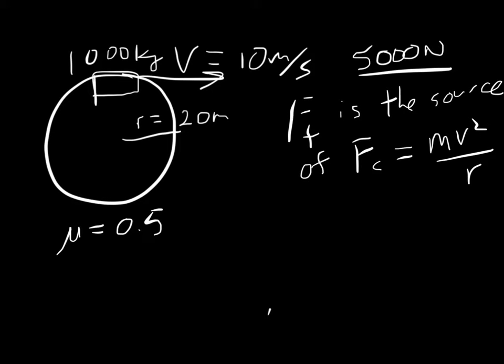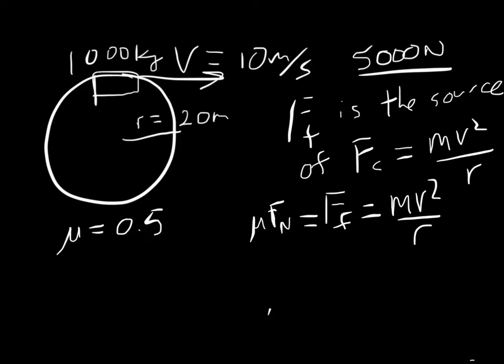All right, so hopefully what you did was you said F sub f is equal to mv squared over r. And F sub f is equal to mu F sub n. And then mu F sub n is equal to mu mg. So we cancel the m's, divide both sides by g, and we get mu is v squared over gr.